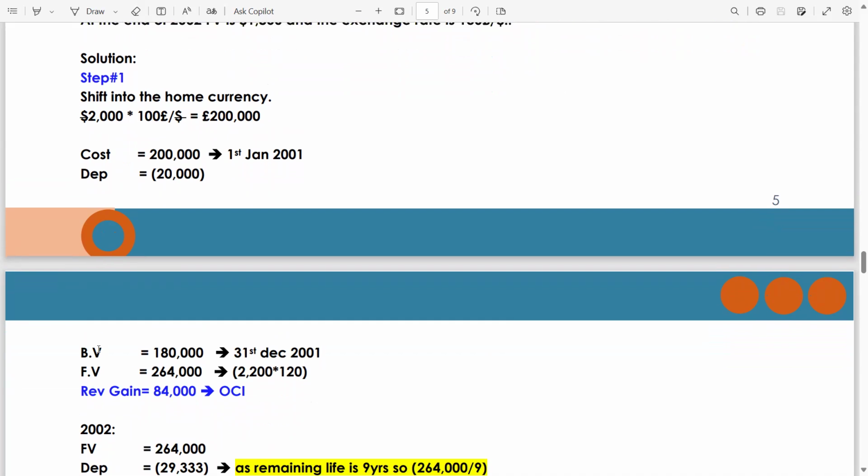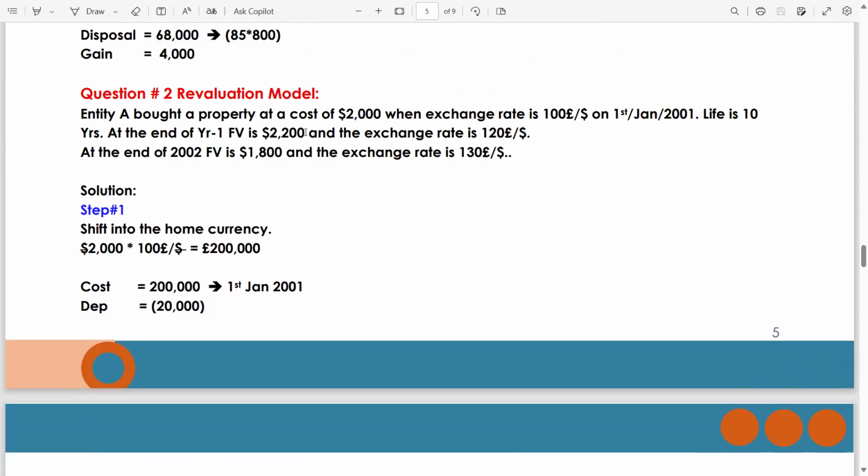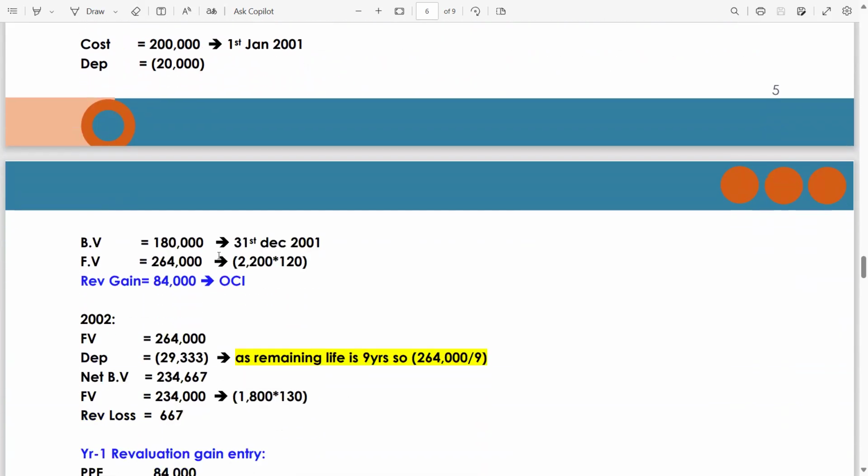If you remember, at the end of year 1 there is a fair value of 2200. You have to convert it into GBP. 2200 multiplied by 120 gives you 264,000. Now the book value is 180,000, but the fair value is 264,000. So there is a revaluation gain of 84,000. We all know a revaluation gain becomes part of reserves in equity. So the entry is PPE debit, revaluation surplus in equity. It will not go in P&L, it will go in OCI.